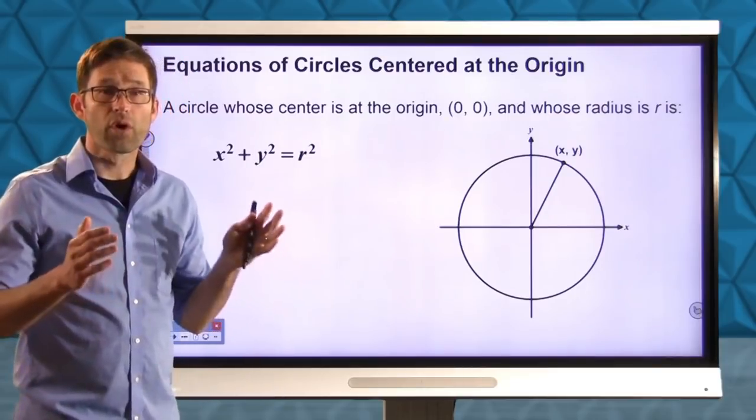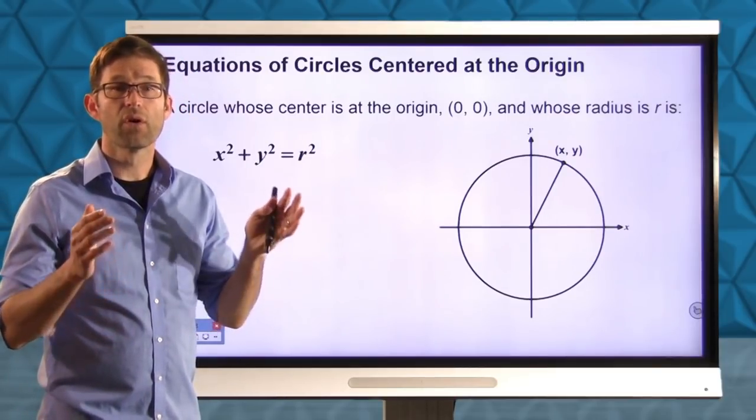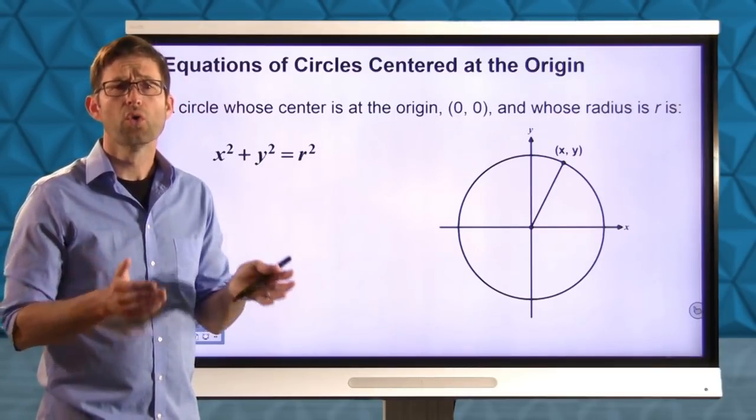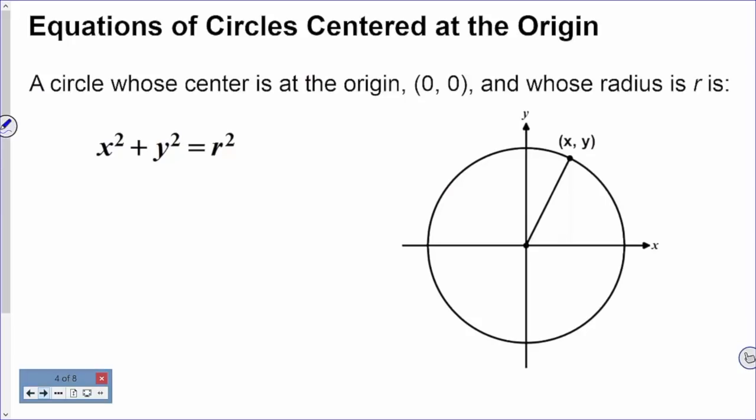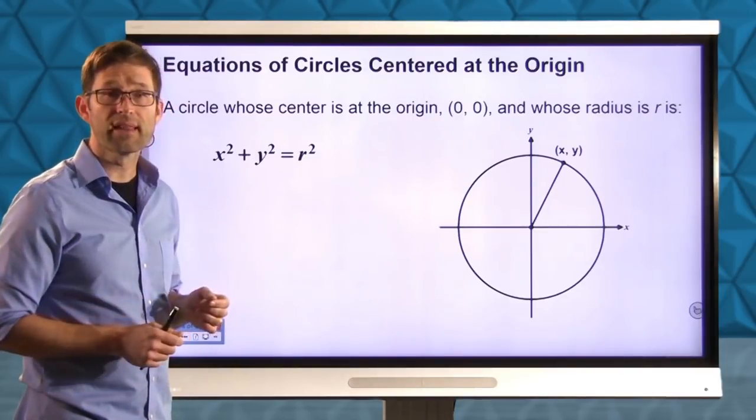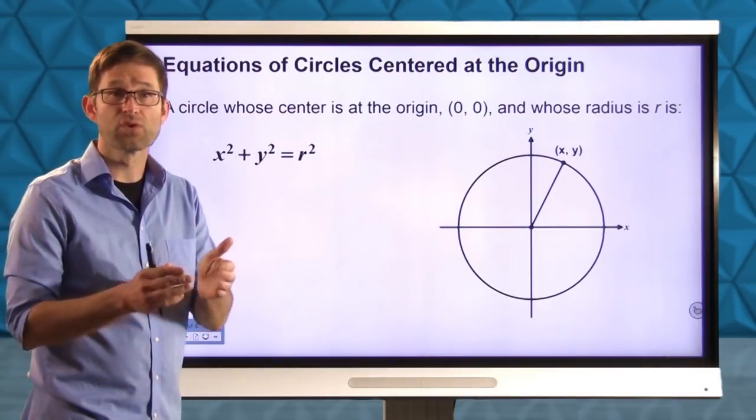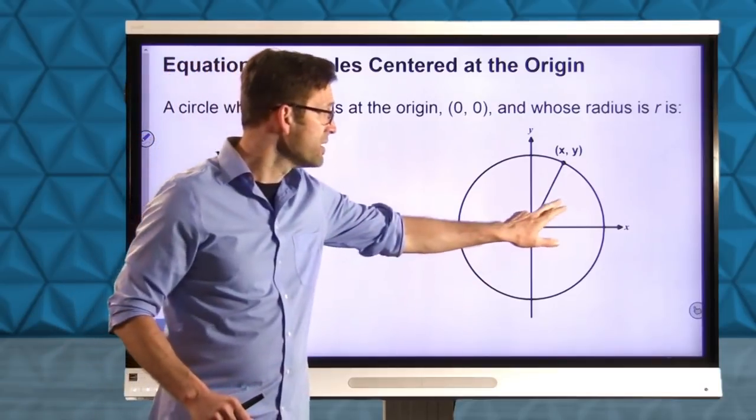This is only for circles whose centers are at the origin. But a circle whose center is at the origin, 0, 0, and whose radius is r, will always have an equation x squared plus y squared equals r squared. All right? And again, if this looks a lot like the Pythagorean theorem, a squared plus b squared equals c squared, it's because it is, right?